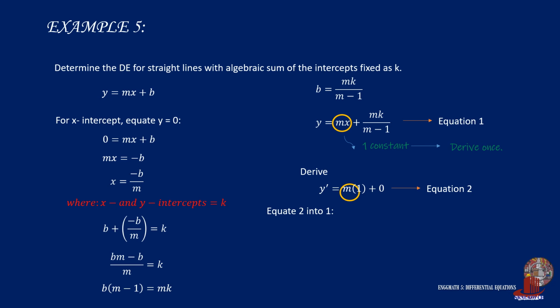Plug function 2 into 1 to get y is equal to y prime times x plus y prime times k all over y prime minus 1. And arrange terms, then eliminate the denominator to have y prime times x minus y times y prime minus 1 plus y prime times k is equal to 0.